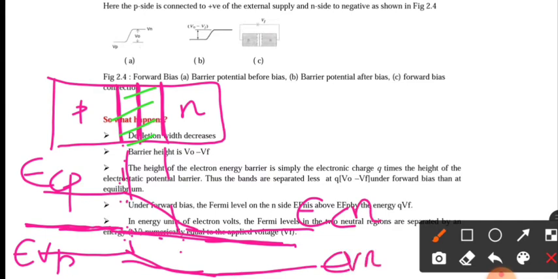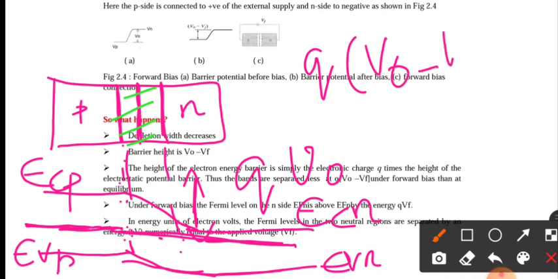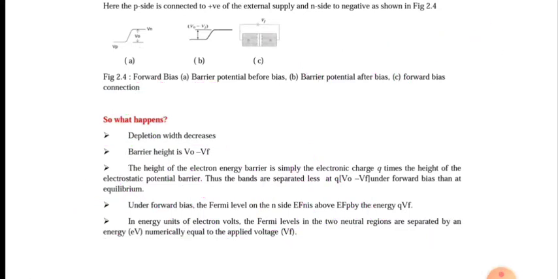Now what will happen? Now this barrier will reduce. Previously it was Q times VO. Energy is nothing but charge into potential. So previously the barrier height was Q times VO. That will now reduce to Q times (VO minus VF). So there will be a difference in the alignment of the Fermi level.